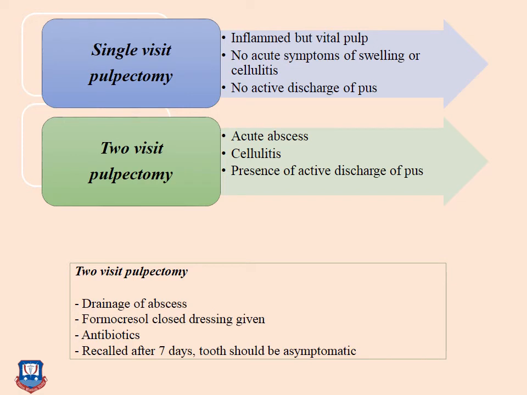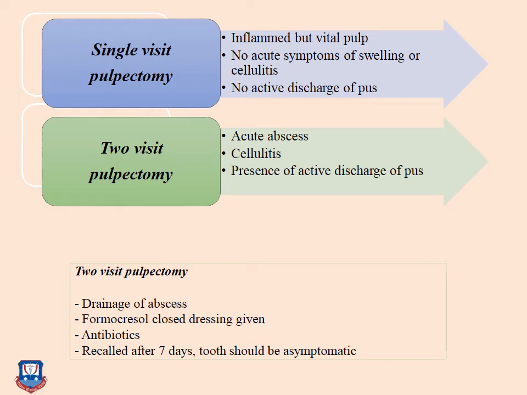So, in pulpectomy we have a single visit pulpectomy and a 2-visit pulpectomy. Single visit pulpectomy is done in inflamed but vital pulp, where there are no symptoms of acute infection or swelling. If the patient shows symptoms of swelling and infection, then the treatment should be done in 2 visits rather than a single visit pulpectomy. If there is active discharge of pus, single visit pulpectomy is contraindicated.